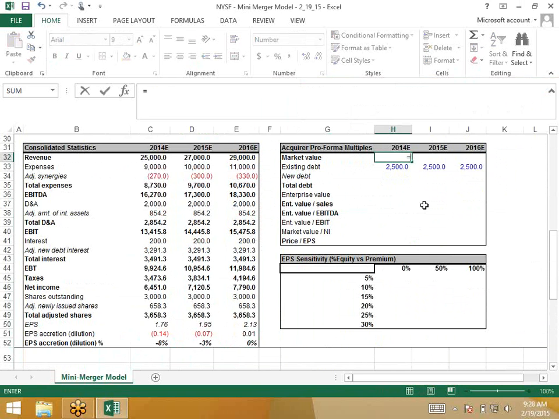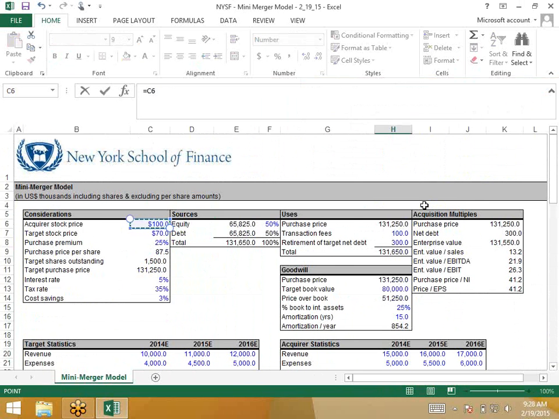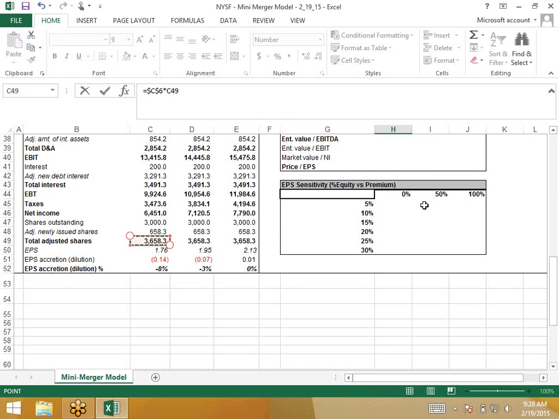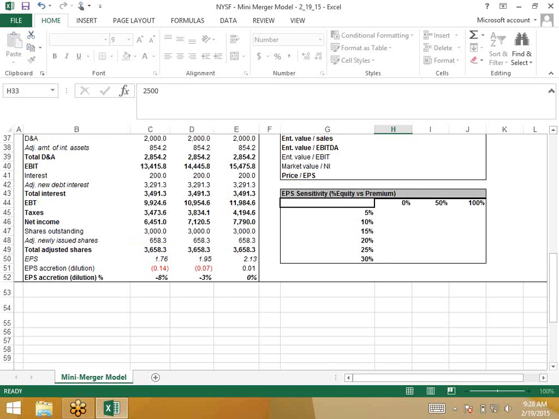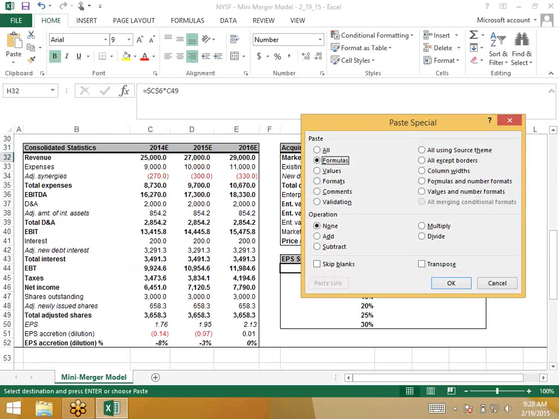So the market value is going to be based on the acquirer stock price, and I'm going to anchor the reference to that because that doesn't shift to the right, times the total adjusted shares, the 3658. That's the market cap of the combined entity.